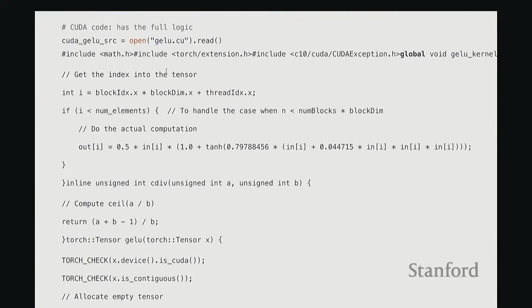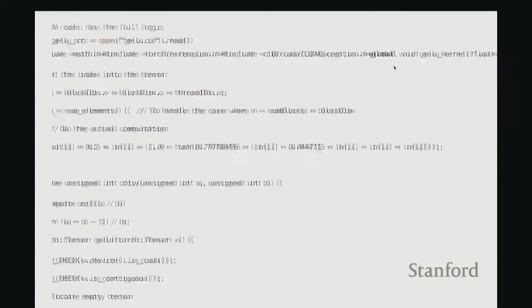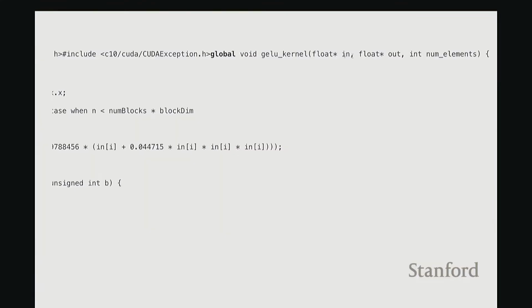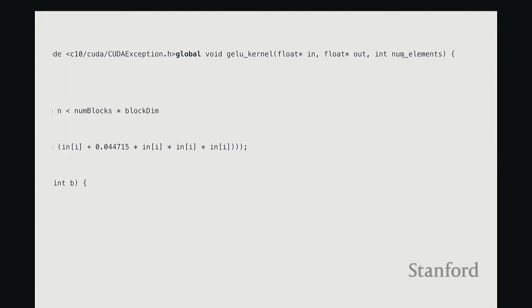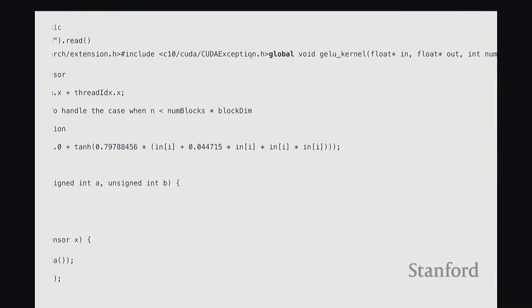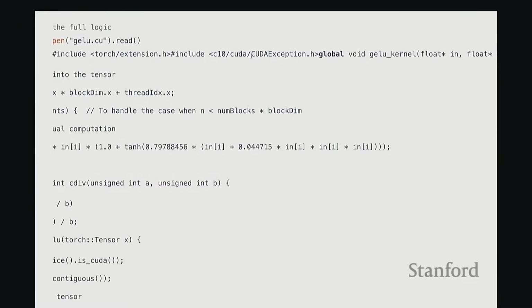So now let's go to the actual kernel itself, right? I have global void GELU kernel, and I get in pointers for in and out, and I have the number of elements. And this keyword global, the rendering here has mangled it a little bit, but you should think of this as underscore underscore global. This is a keyword that distinguishes it as a CUDA kernel function.